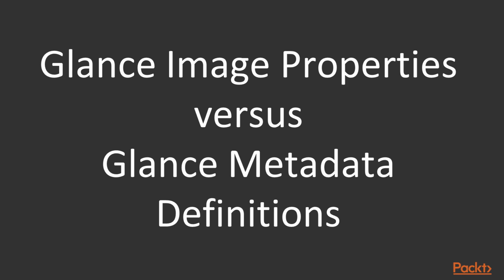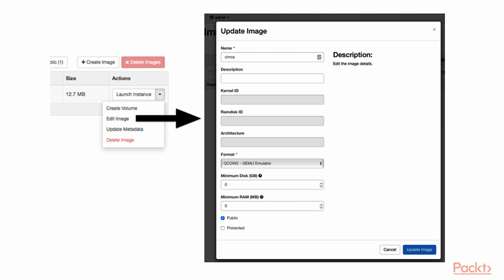Modifying Glance image properties can be a little confusing at first because there are two options for doing so on the Horizon dashboard. As you can see here, selecting the Edit Image option from the Horizon dashboard allows a user to edit the name, description, format, minimum disk, minimum RAM, public, and protected properties. These are not definitions set by the Glance Metadata Definitions service, but simple image properties native to Glance images.